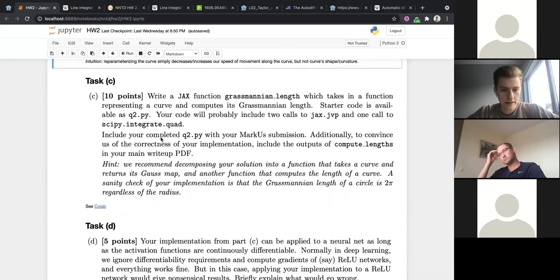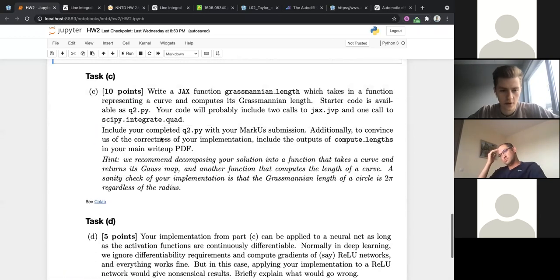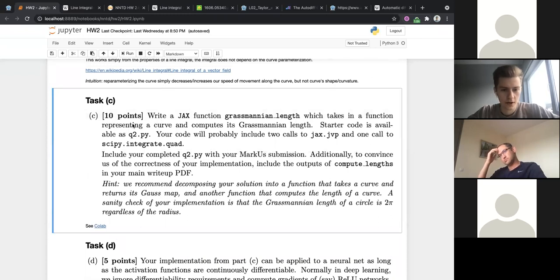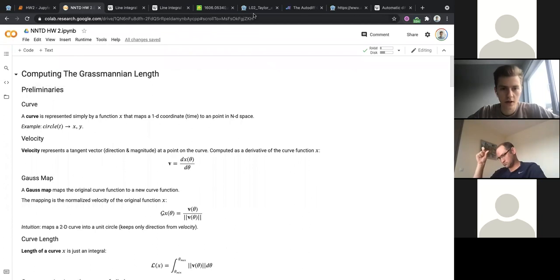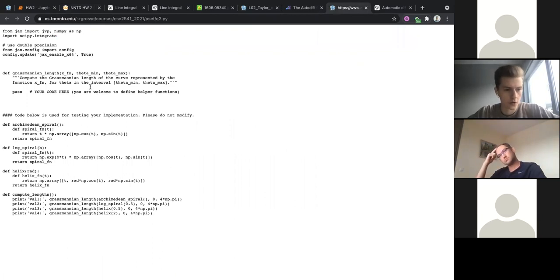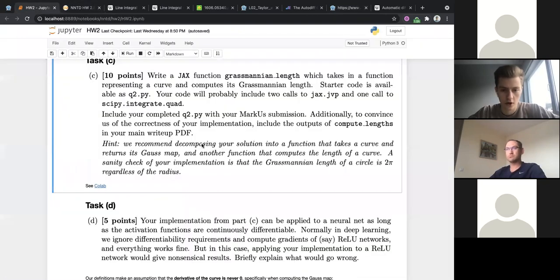All right, then task C is the implementation part. Maybe before that, no, actually it's okay. Let's do it this way. For the implementation, I couldn't run it in Jupyter, so I have it here in Colab. The authors of the course provide a starter with some code, not for the Grassmannian length, but code which defines some curves so that we could compute their Grassmannian lengths. And here I have those curves, plus I added a circle because their tip is that the Grassmannian length of the circle should be 2 pi regardless of the radius.